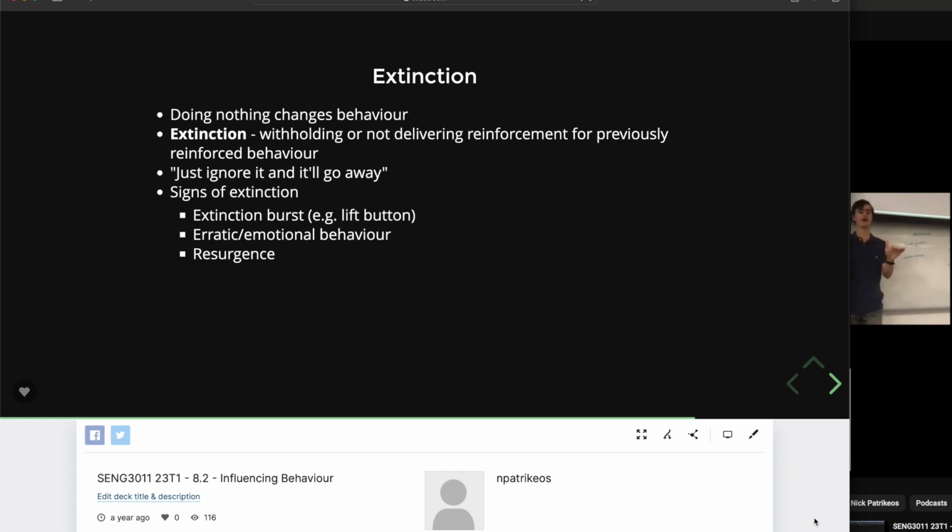So formally, it's when we withhold or don't deliver reinforcement for previously reinforced behavior. And this happens all the time, and not necessarily in a good way. I've seen examples at companies where someone has an idea or initiative, and then they're like, I'm super passionate about it.